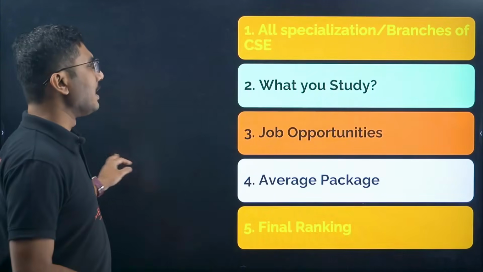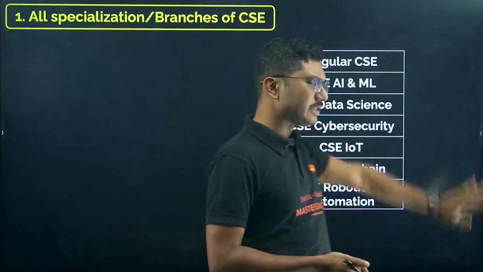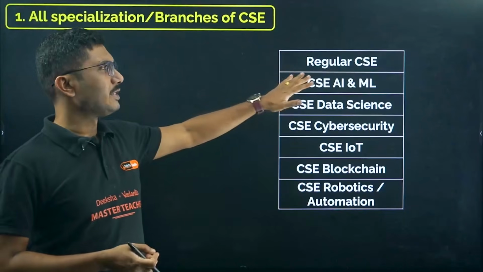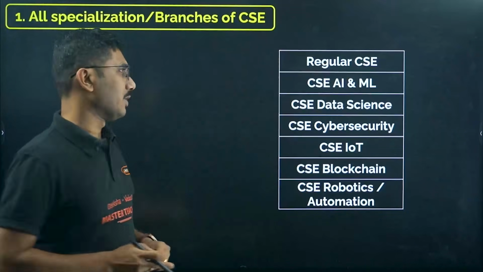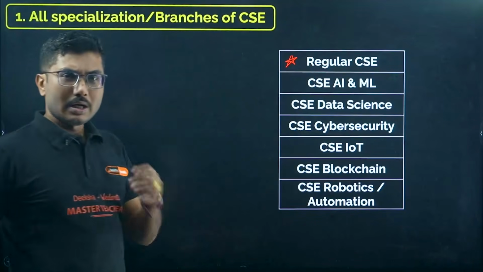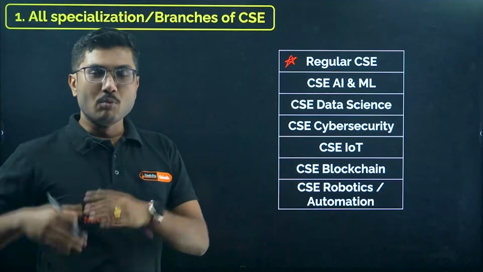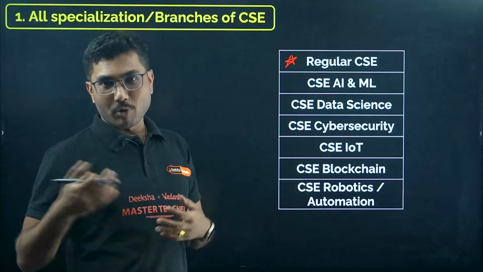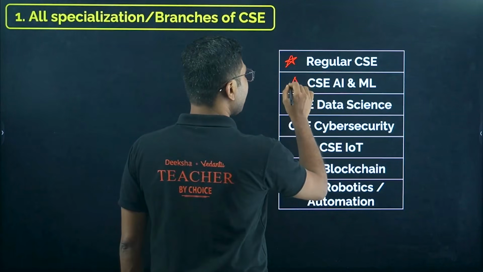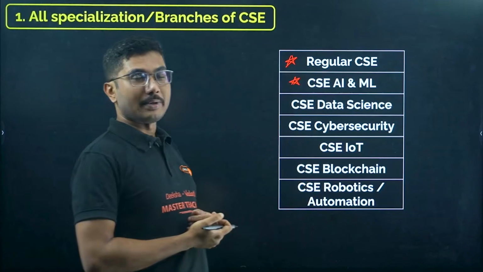Okay, so let's see. First, what are all the branches. Regular CSE is the general CSE without any specialization. If you complete regular CSE, that is computer science engineering, that is the first one. Everyone runs after this. This is one of the most popular branches. Second is AIML, the newest and most popular among all the other branches. It is also very important to know whether you should choose AIML or not.